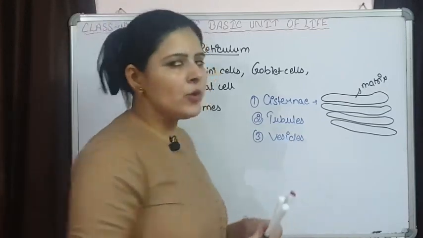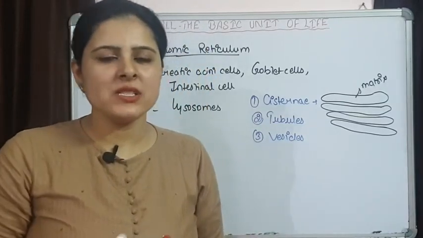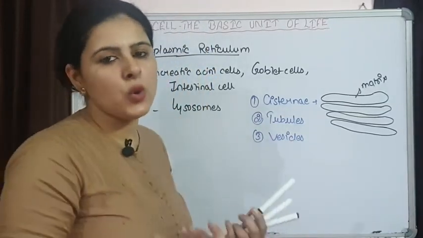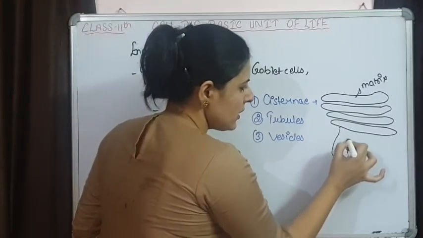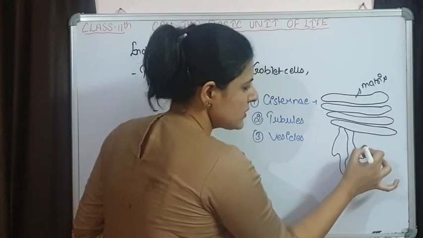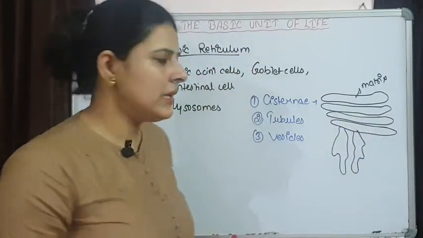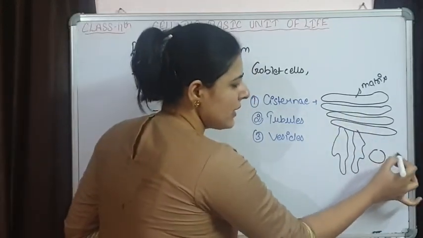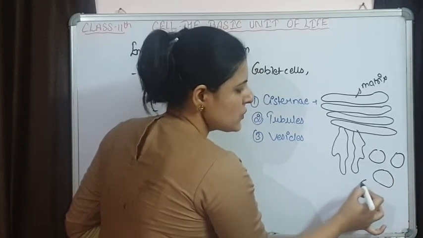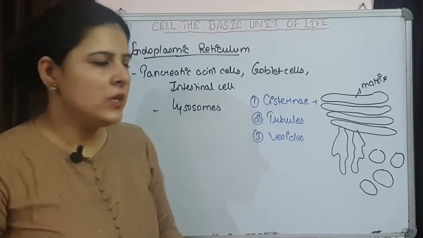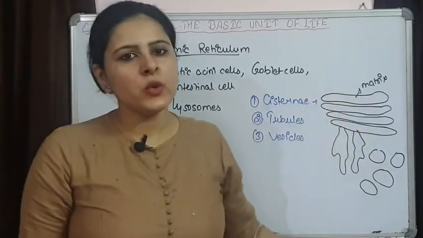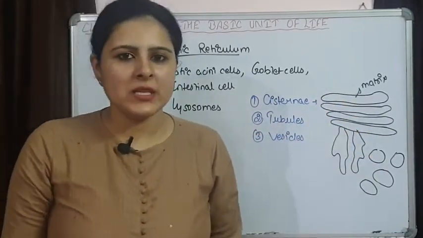And tubules, they are again tube-like structures. They might be connected with the cisternae or not, and they are present on the lower surface. This is how the tubules are going to be present. And vesicles are like vacuoles, small vacuoles which are present in the cytoplasm. So, these three are going to combine together to form the endoplasmic reticulum.